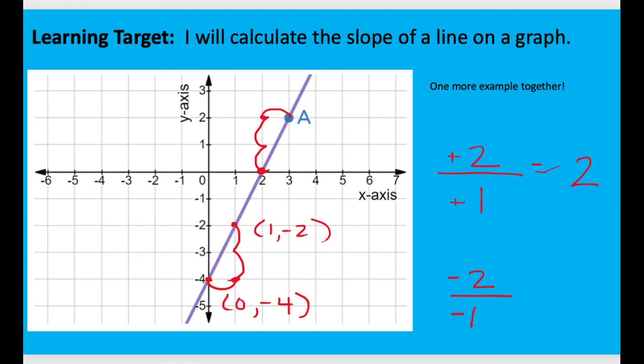So what happens when you have a negative numerator and a negative denominator? It's like saying -2 divided by -1. Well, if you have a negative divided by a negative, you're going to end up with a +2. So no matter which way I look at it, I still end up with a positive slope, and it's +2. No matter which 2 points I chose, I got a +2 on both.